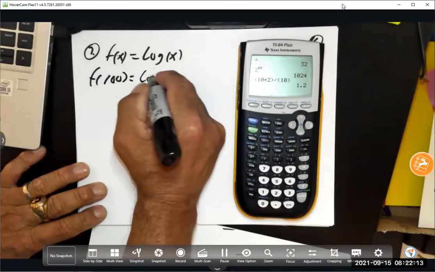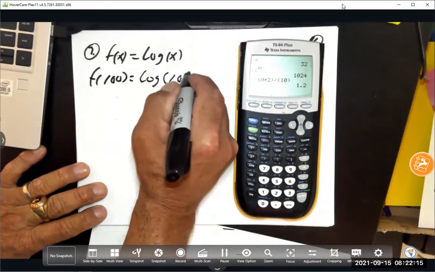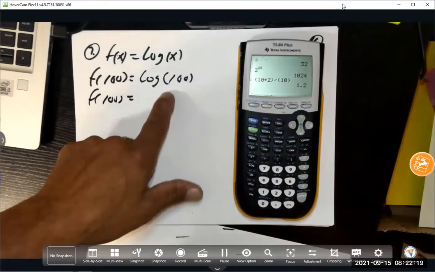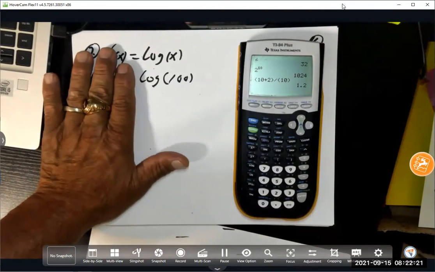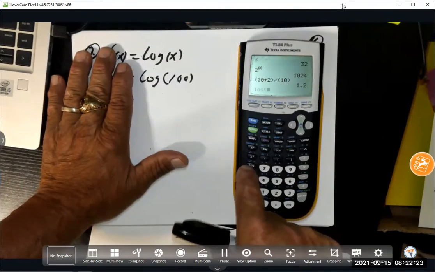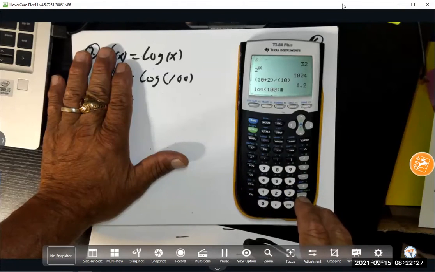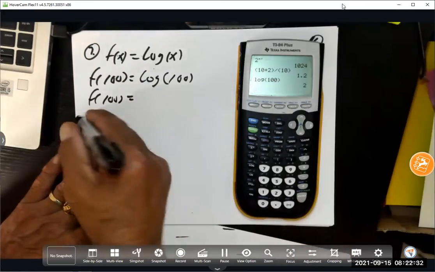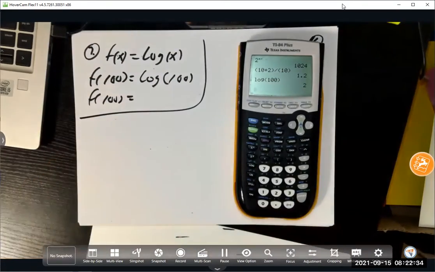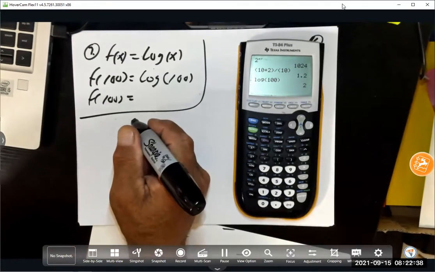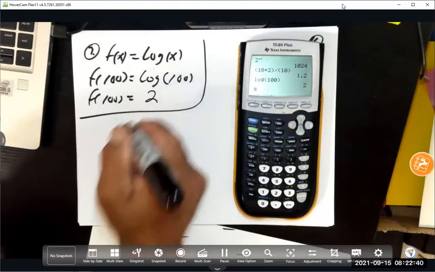You can say the log of 100 like this. So now tell me, what did you get for this part right here? Log 100. Do log 100. Okay, ready? Give me a number. Let me see. Log. Let's see. Give me a number. Okay, that's log 100. It is 2. Okay.